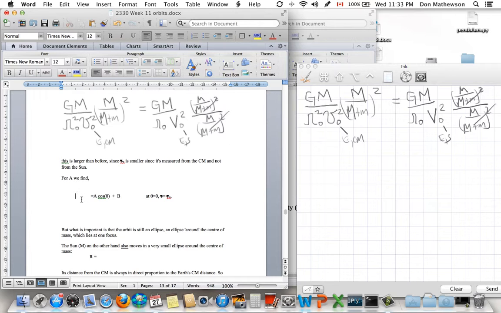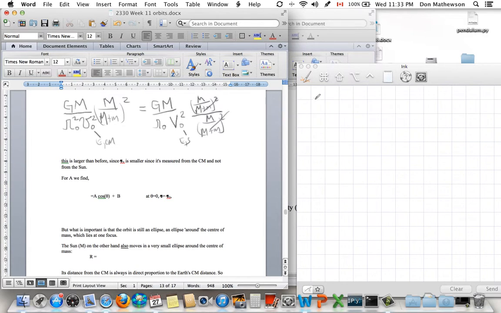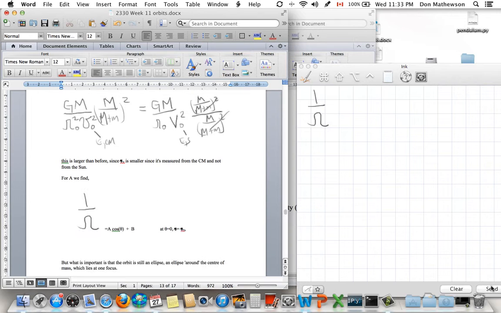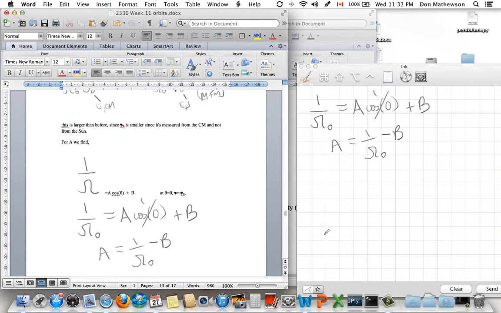Now, for the a constant, of course, we would need to substitute in. Okay, so our differential equation is 1 over r equals a cos theta plus b. We could plug in 0 angle, and we'll make that, of course, the perigee as we usually do. Cosine of 0 is just 1, so that's a, plus the b constant. So solving for a, you get 1 over the initial radius minus b, as we've done before, except now the b is different.